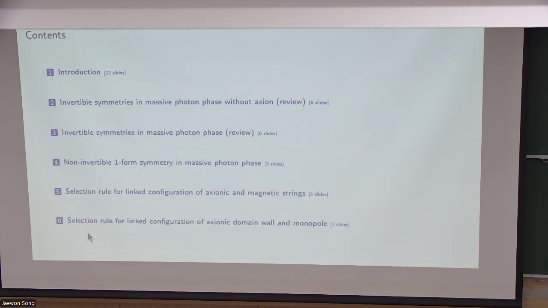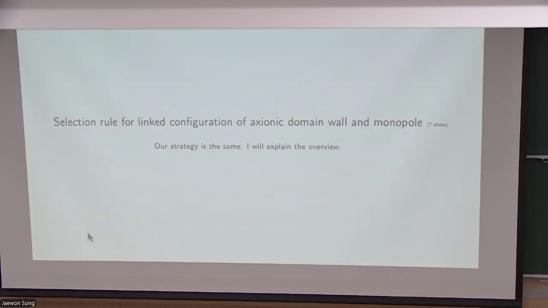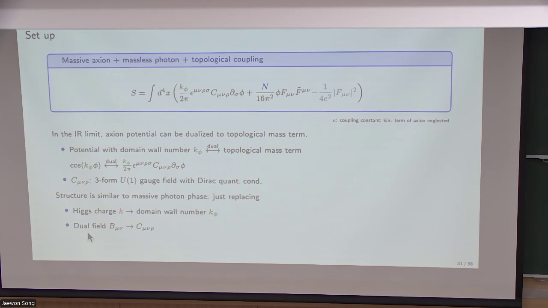Finally, I'd like to comment on the selection rule for the linked configuration of the axionic domain wall and the monopole in the massive axion phase. Our strategy is the same, so I'll briefly explain. I'd like to consider this axion. This is the topological mass term for the axion, and this is the axion photon coupling. And this is the kinetic term of the photon, but I don't use this.